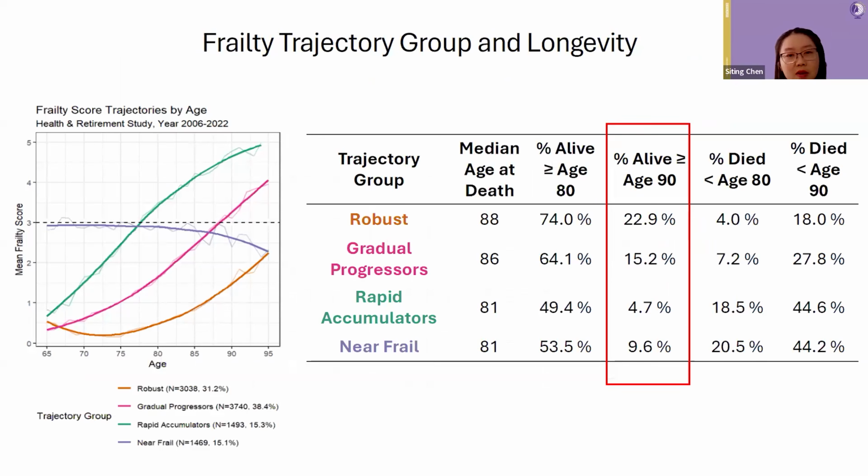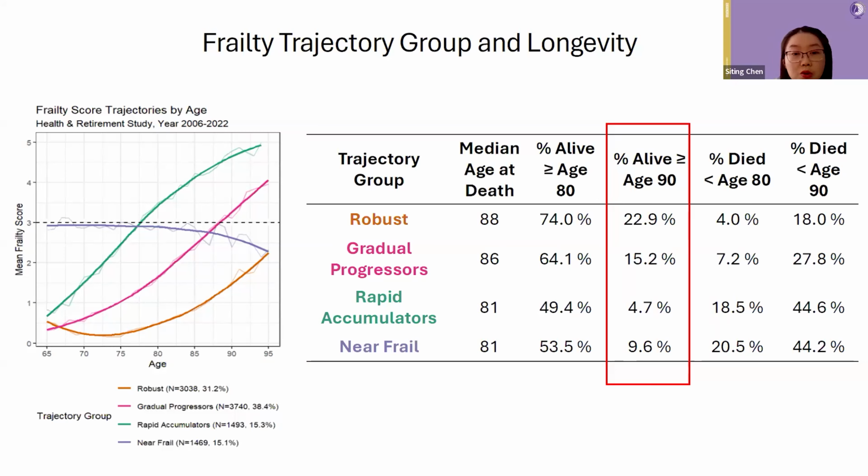This table basically summarizes the survival outcomes across the four frailty trajectory groups. If we look first at the median age at death, we can see a gradient. The robust group lived the longest with a median age of 88, compared to 86 for gradual progressors and just 81 for both rapid accumulators and near frail groups.